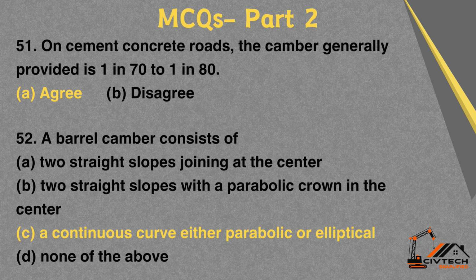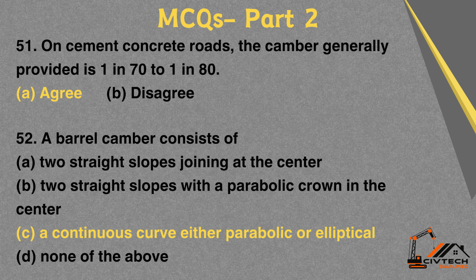MCQs. Part 2. 51. On cement concrete roads, the camber generally provided is 1 in 70 to 1 in 80. A. Agree. B. Disagree. Correct option: A. Agree. 52. A barrel camber consists of A.